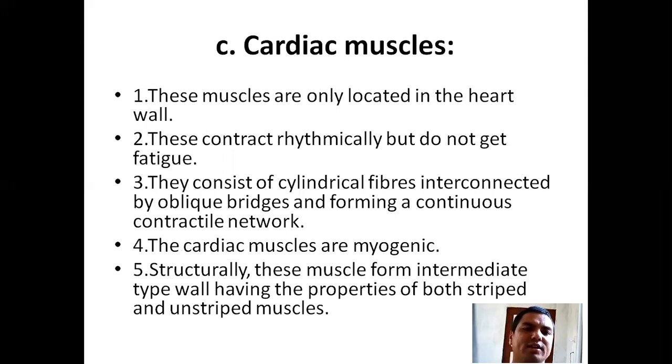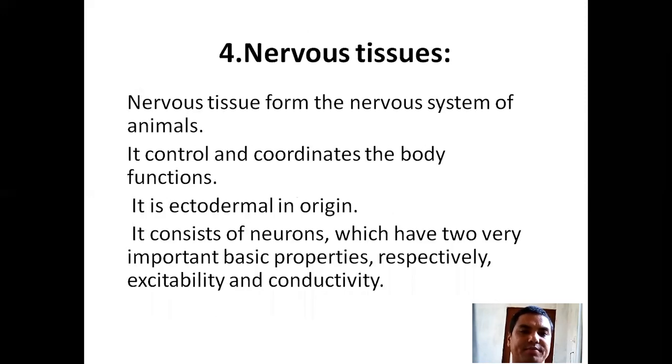Cardiac muscles. These muscles are only located in the heart wall. They contract rhythmically but do not get fatigued. They consist of cylindrical muscles interconnected by oblique bridges, forming a continuous contractile network, which you can see in the figure also. The cardiac muscles are myogenic. The structure of these cardiac muscles is of an intermediate type, having the properties of both striped and unstriped muscles.